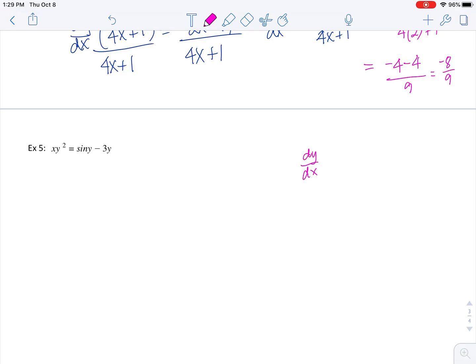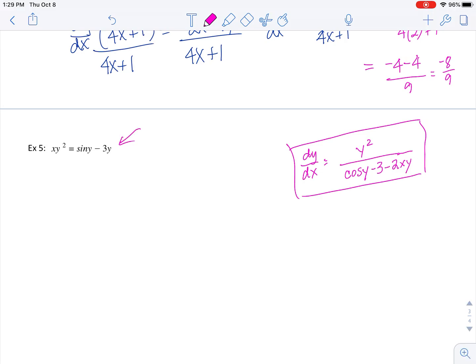So dy/dx in this one ends up being y squared all over cosine y minus 3 minus 2xy. See if you can get to that starting here. All right, don't forget the product rule here. And all the terms on the right-hand side are going to need dy/dx's in them. Don't forget.